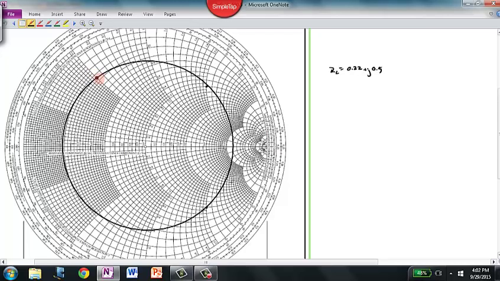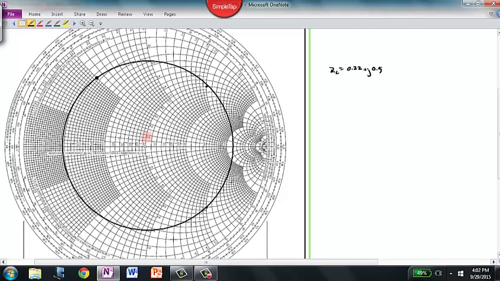After plotting the normalized load impedance, we plot the operating circle. To do that, we just placed our compass at the center of the Smith chart. We placed our pencil at the normalized load impedance point, and then we just drew a circle centered at the origin.